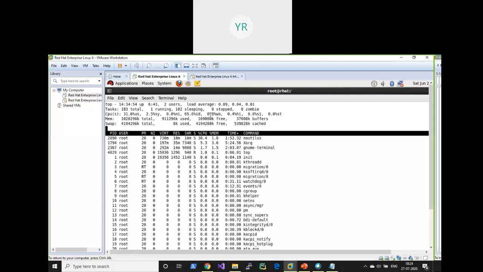So this is very important in real time. If the hard disk is corrupted or damaged, then the percentage of WA, that means waiting average, will be high, so that you can troubleshoot it.